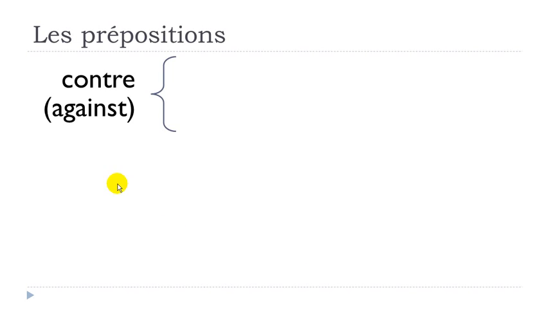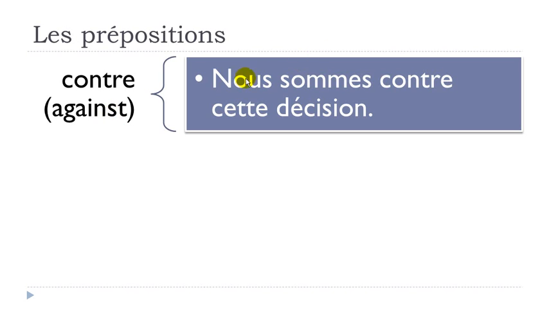Contre means against. One example. Nous sommes contre cette décision. This decision, and it's nous sommes, we are against this decision. Nous sommes contre cette décision.